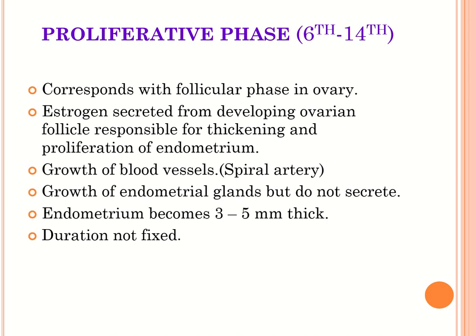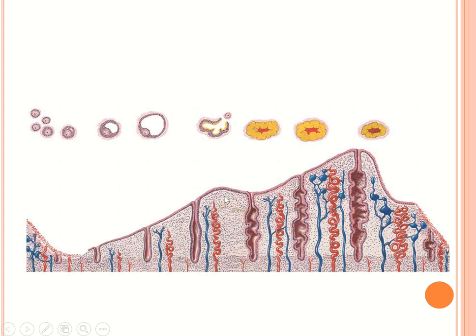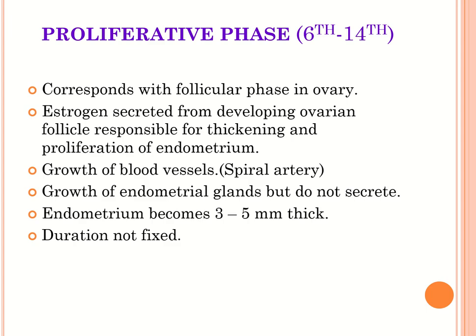Now, in the proliferative phase, if you see 6th to 14th day, always remember the ovulation happens roughly in a 28-day cycle on the 14th day. So exactly half, at the center of this 28-day cycle, you get your ovulation. Now, what exactly happens during the proliferative phase?